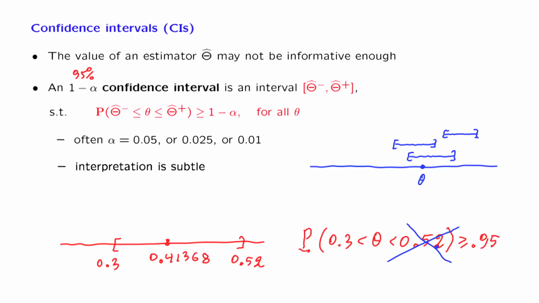So how does one come up with confidence intervals? The most common method is based on normal approximations, as we will be seeing next.